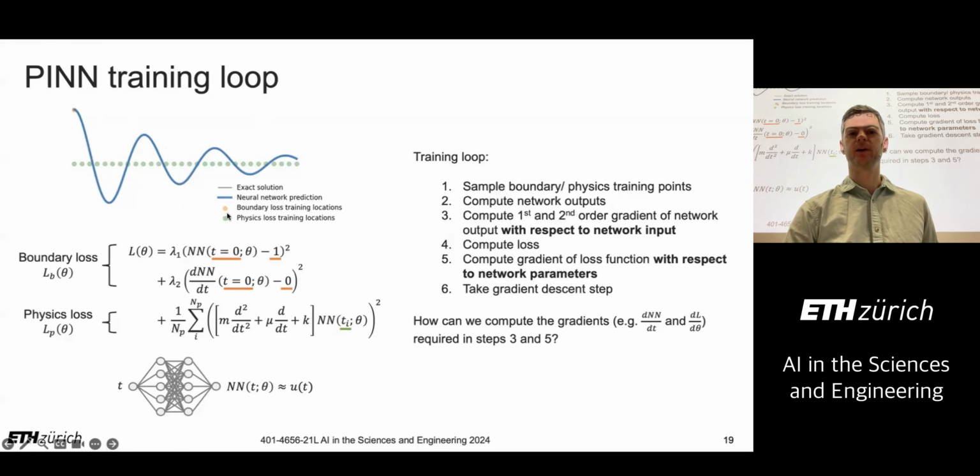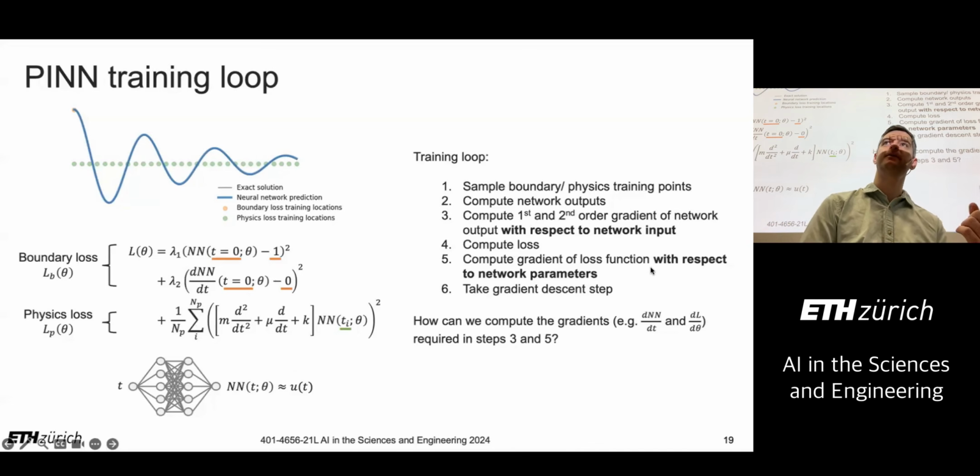So note the orange points and the green points here. Then we would compute our network output. And then the important thing is we need to evaluate the derivative of the network with respect to its inputs, so these dN/dt and d²N/dt², to be able to compute this physics loss and also the boundary loss here. Then that allows us to compute the value of the loss function. But then we need to do another step where we take the gradient of the loss function with respect to the neural network parameters in order to update the parameters to learn the solution.